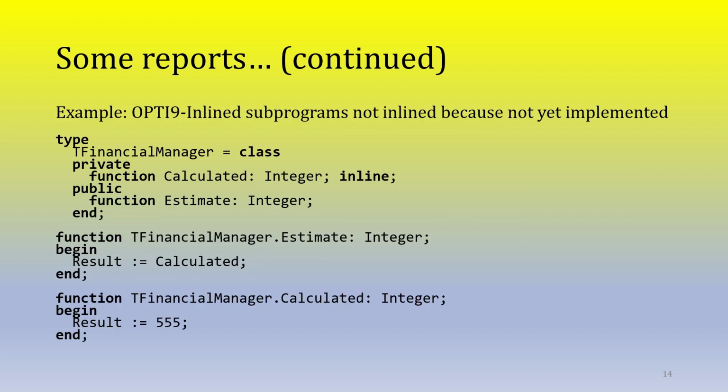The function Calculated in this example is marked with the inline directive. It is called from the function Estimate. The problem is that the implementation of Calculated is in code further down. This means that it will never be inlined for the call from the Estimate function. There is an easy fix for this, and it is to move the implementation code for Calculated so it is above the Estimate code.